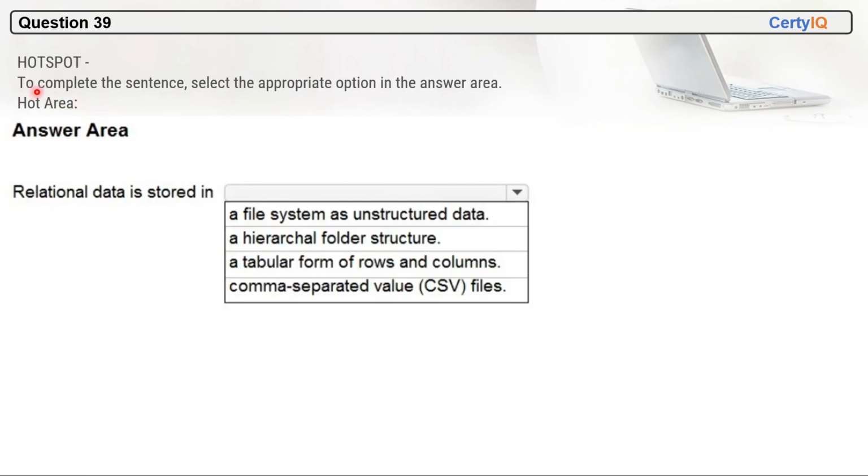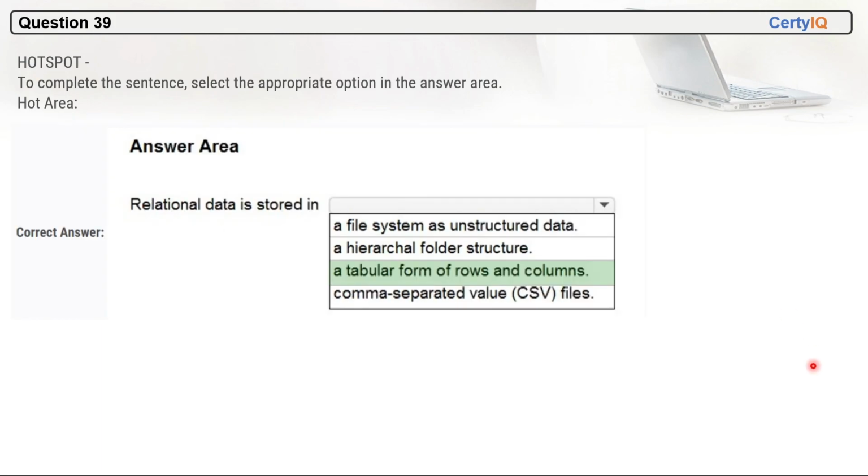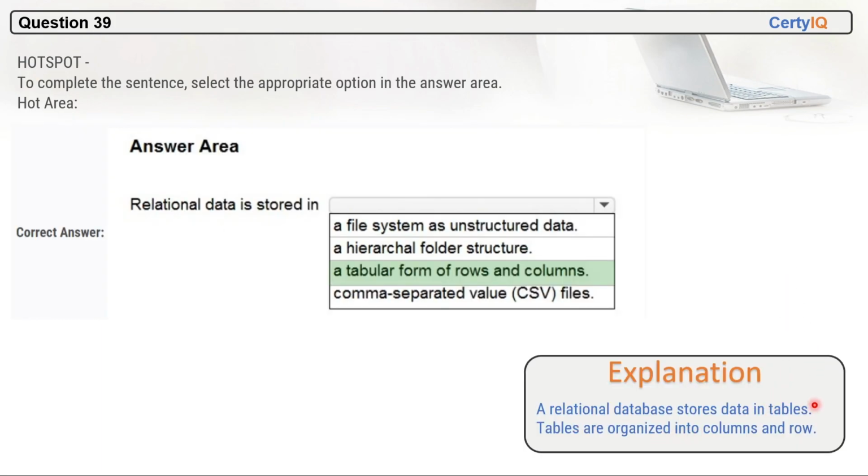Question number 39. To complete the sentence, select the appropriate option in the answer area. Relational data is stored in... C will be the correct answer. A tabular form of rows and columns. It is simple only. A relational database stores the data in rows and column format, right? So this is correct. A relational database stores data in tables. Tables are organized into columns and rows.